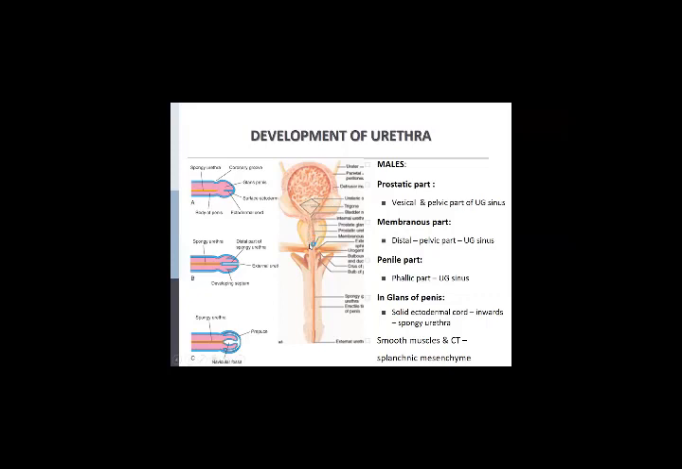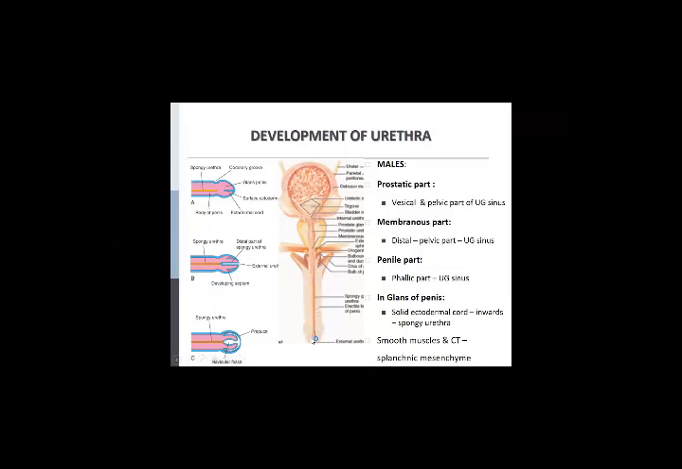This prostatic part develops from the vesicle and pelvic part of the urogenital sinus. This is the membranous part, the intermediate part. This develops from the pelvic part of the urogenital sinus. And in the female, it develops into the entire urethra. And in males, now, this is the penile part. This develops from the phallic part of the urogenital sinus.